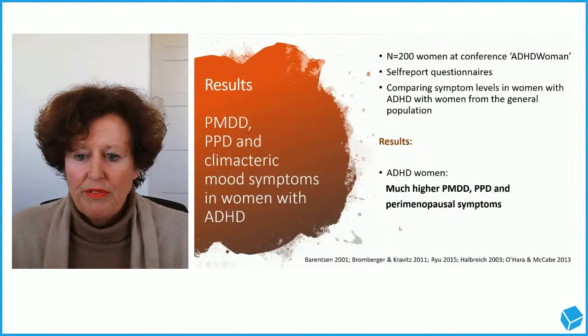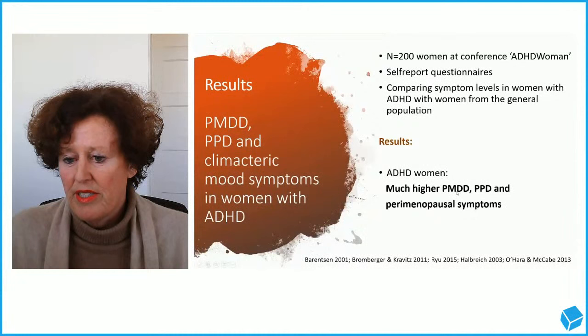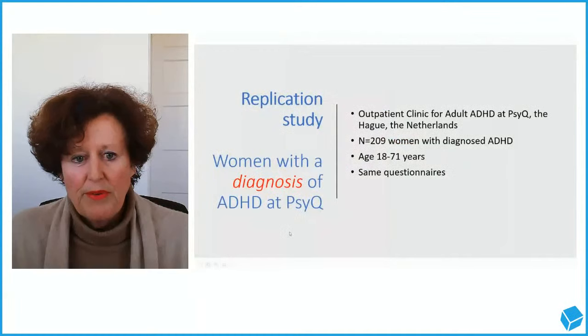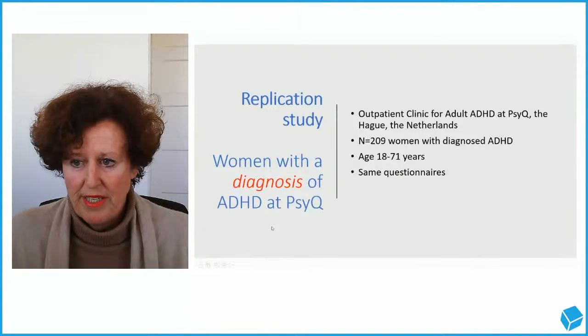The results of this first questionnaire were that ADHD women at the conference had much higher symptoms of PMDD, postpartum depression, and perimenopausal symptoms. So there was an indication that it was true and that we should study further. So we replicated this questionnaire study in our clinic in women with a diagnosis of ADHD. So these were really assessed women, 209. We used the same questionnaires. And these are the results that were recently published.